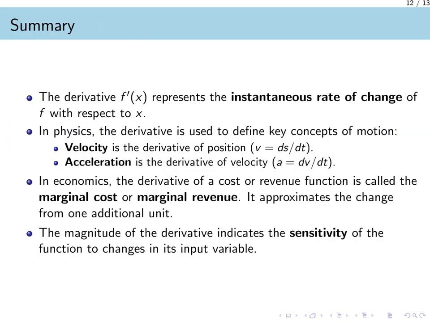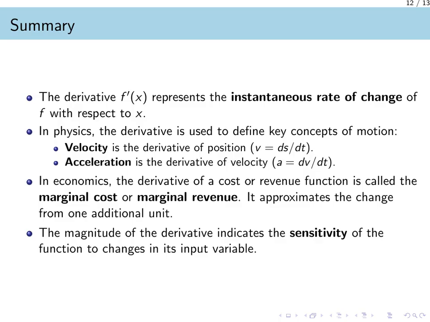Let us summarize the core idea we have been exploring. The derivative gives us a powerful way to measure the instantaneous rate of change of a function. We saw how this applies directly in physics, where velocity is the derivative of position with respect to time, and acceleration is the derivative of velocity. This tells us precisely how an object's motion is changing at any given moment.